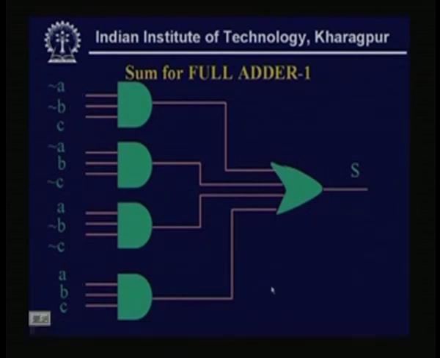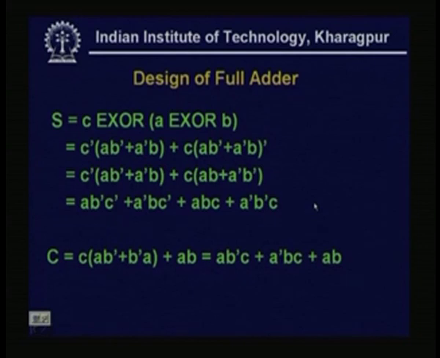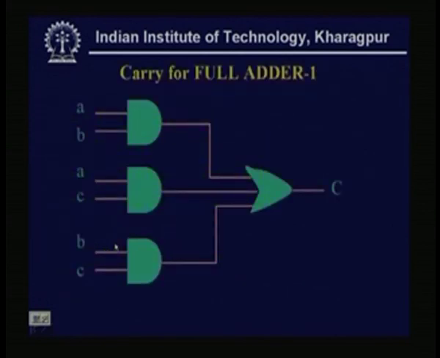Now, the carry will be simple, AB plus BC plus CA. So, the carry needs 3 two-input AND gates and 1 three-input OR gate, that will give the carry. Now, there can be other realizations. Here there was no reduction possible from the Karnaugh map.